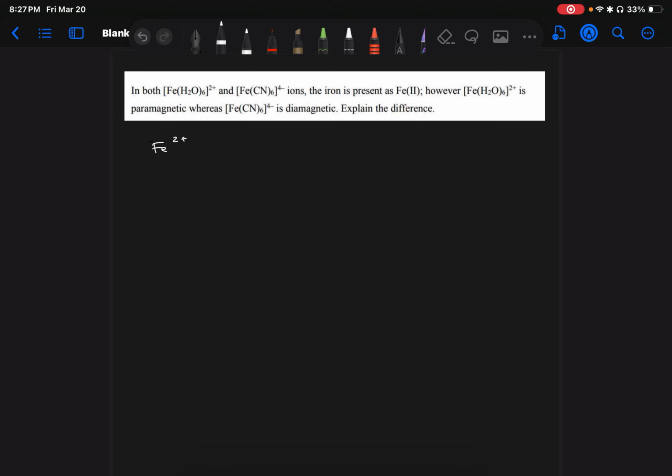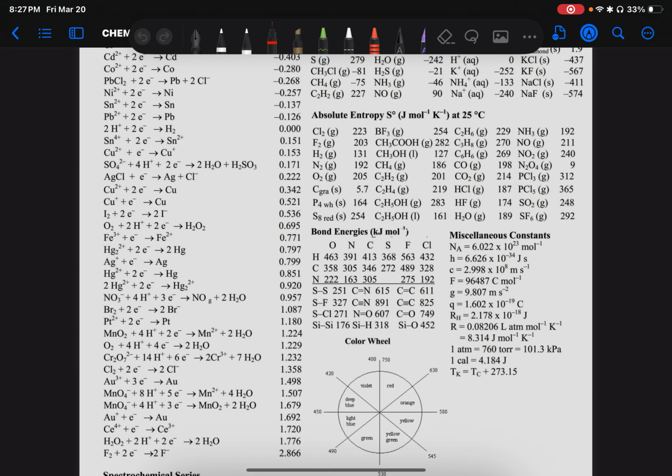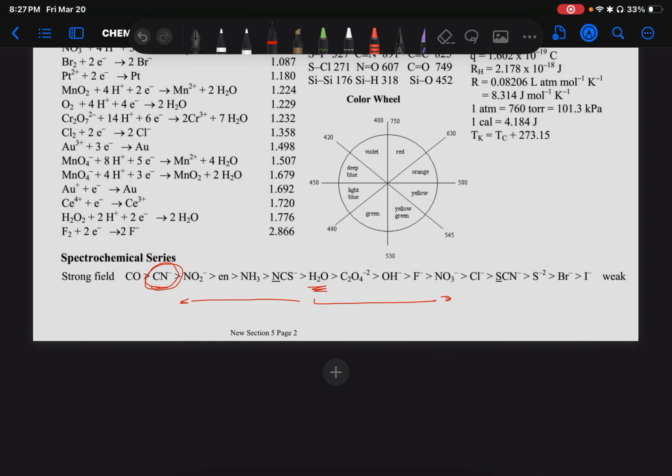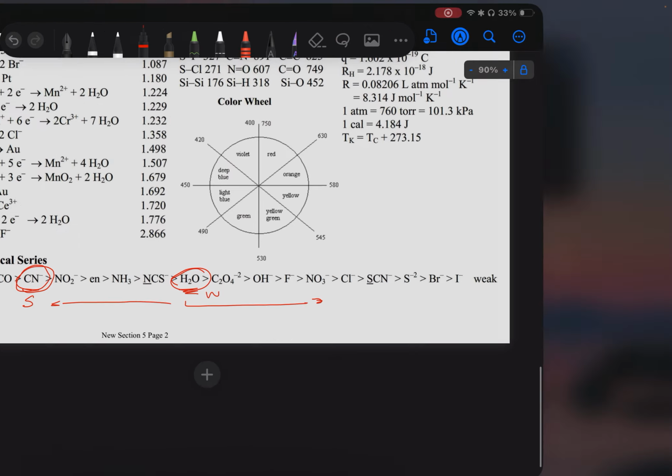What is the difference between the two? The difference between these two actually lies in the strength of their field. Looking at this formula sheet, with the reference being H2O, H2O is considered weak. From here, that's weak, and from here, that's strong. So here we can see that the cyano ligand is strong, and H2O is weak.